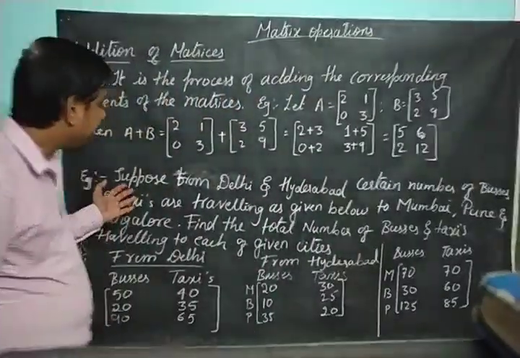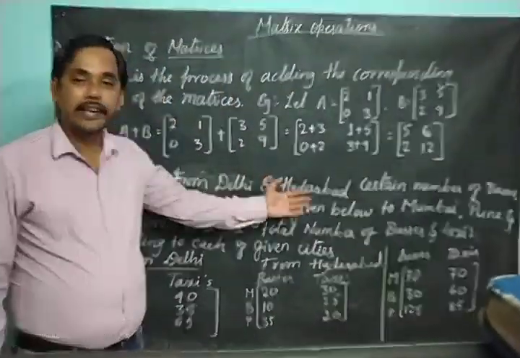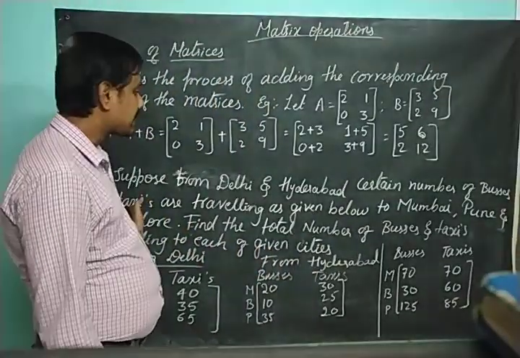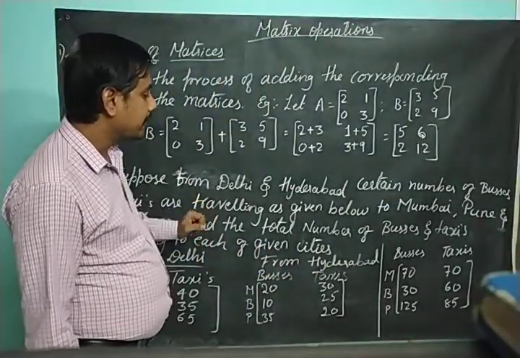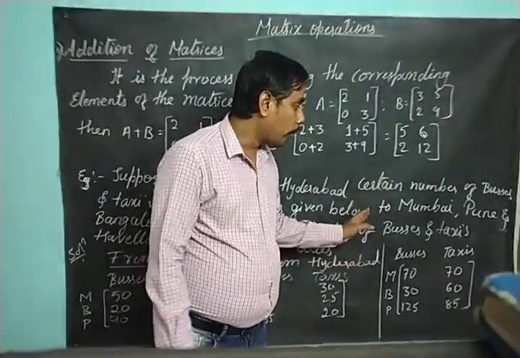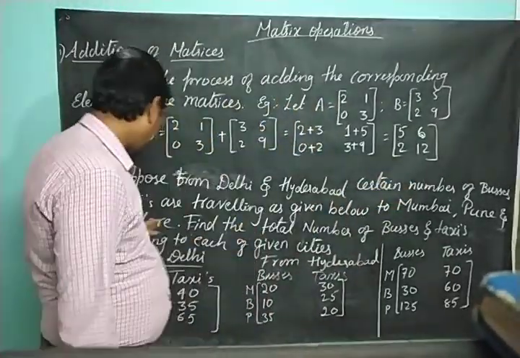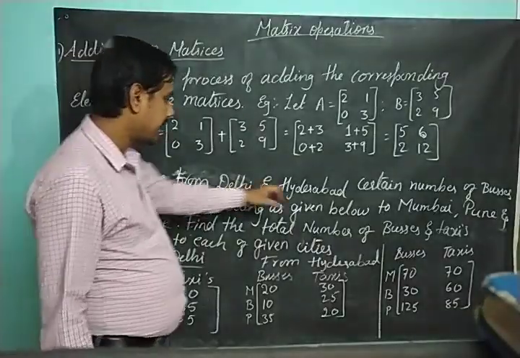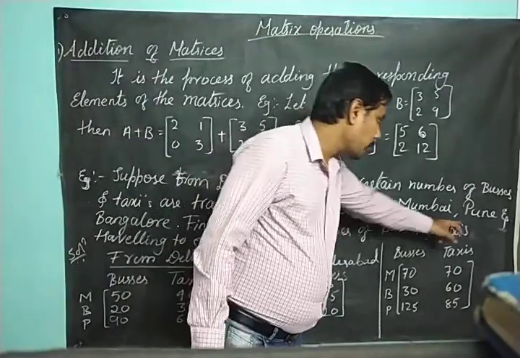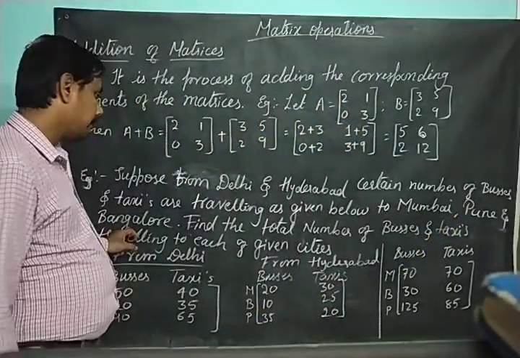See what he is saying here. Suppose from Delhi and Hyderabad, a certain number of buses are traveling. Buses and taxis are traveling as given below. They have given certain numbers below, to Mumbai, Pune and Bangalore. From Delhi and Hyderabad, a certain number of buses as well as taxis are traveling to Mumbai, Pune and Bangalore.